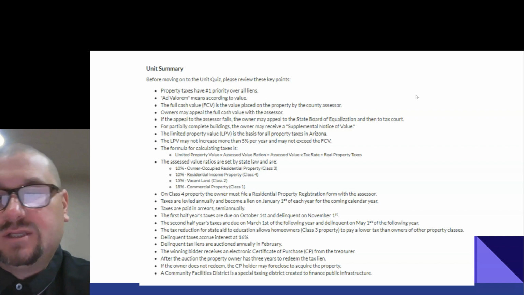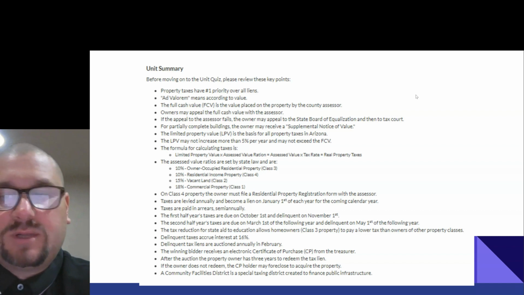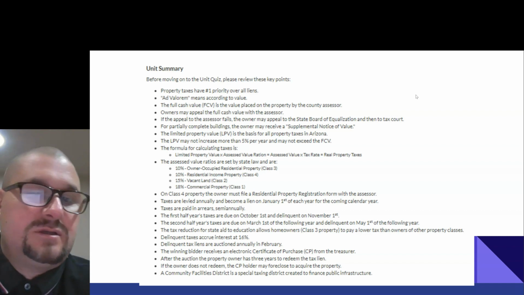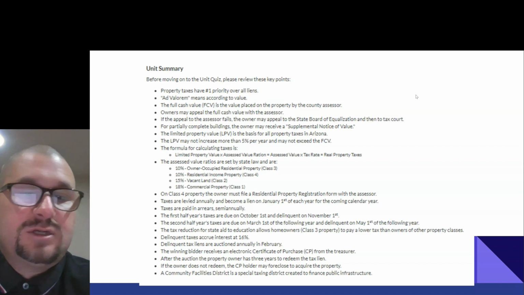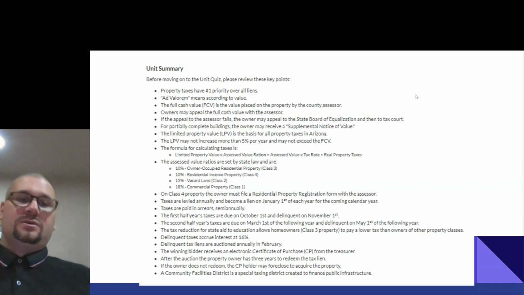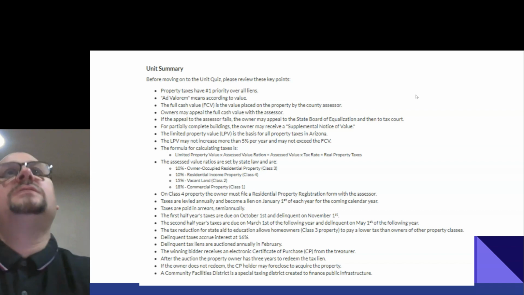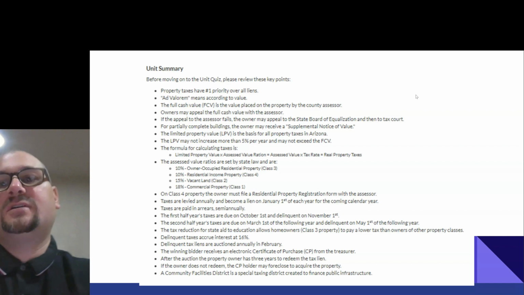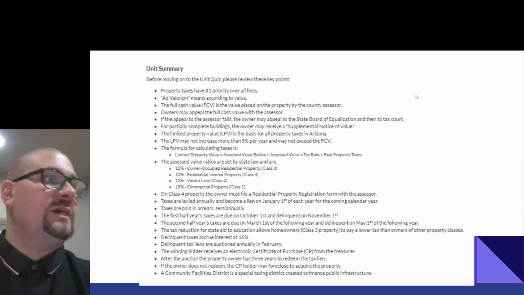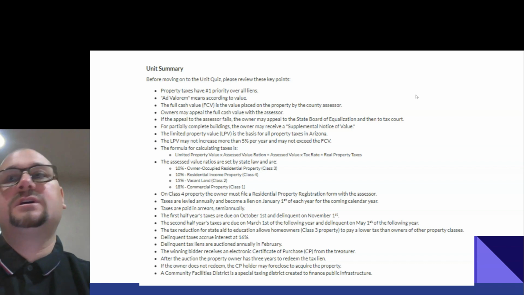a lower tax than owners of other property classes. Delinquent taxes accrue interest at 16%. That's incredible. So, if you don't pay your taxes, what's the interest rate they tag on? 16% interest rate for not paying your property taxes. Nowadays, usually when you're paying your mortgage, the property taxes are a part of that bill.